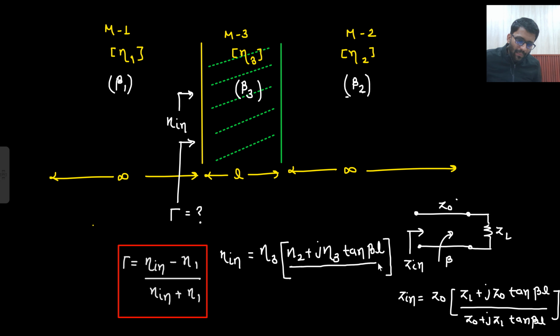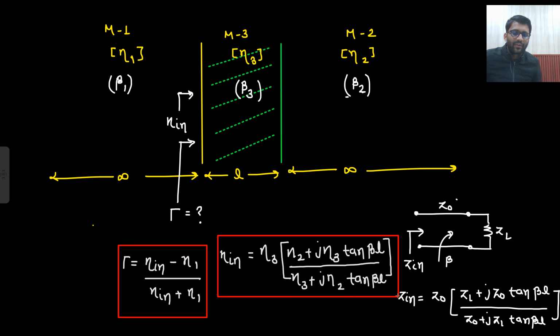Divided by neta 3 plus j neta 2 tan beta L. Is it tough to remember? Absolutely not. Why is it not tough to remember? Because you remember the formula of Z in very carefully. But here, which beta will come? Beta of this medium will come. So that is very, very important.